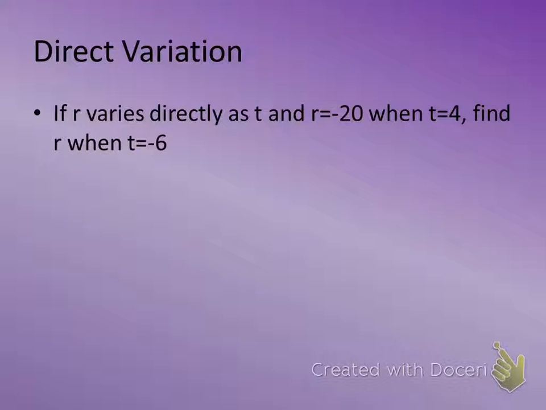But if you read it just like the last one, you'll see the last one said if y varies directly as x. In this one, it says r varies directly as t. So in this one, r is varying directly as t. So r is acting like y, t is acting like x. So then you still solve this for k.